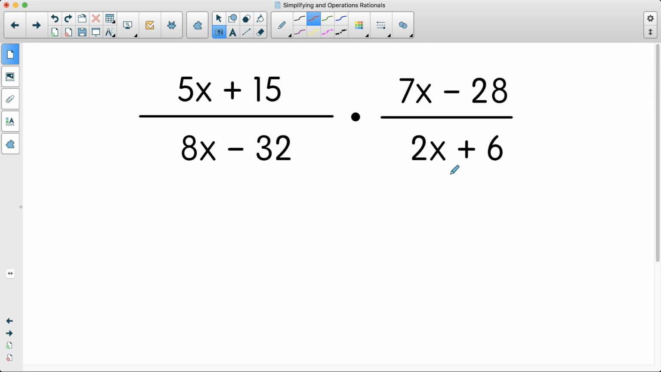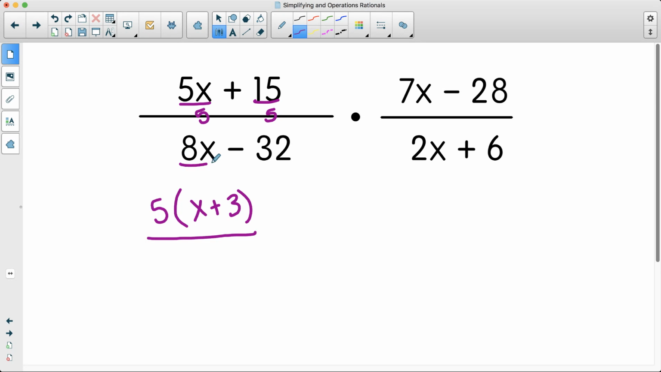Next example, I've got lots of binomials here, so I want to make sure that I can factor a greatest common factor from each of them, and then simplify. So let's start on the left. 5x plus 15, I can divide both of these by 5. So when I factor that 5 out, that 5 gets written on the outside of the parentheses, and what's remaining goes on the inside. So 5x plus 15 factors to 5 times the quantity x plus 3.